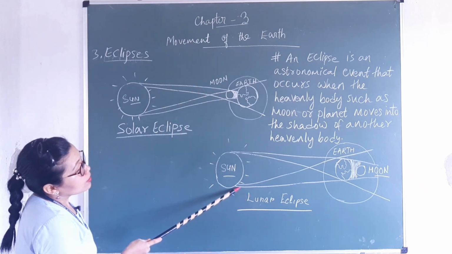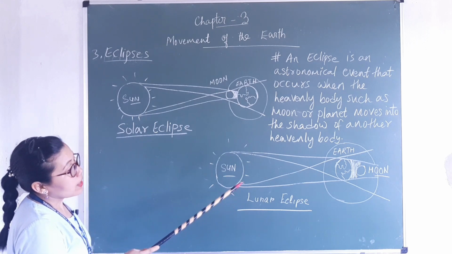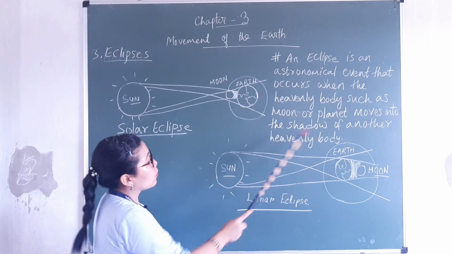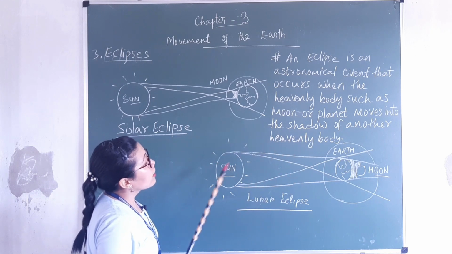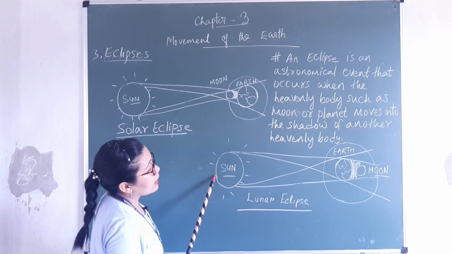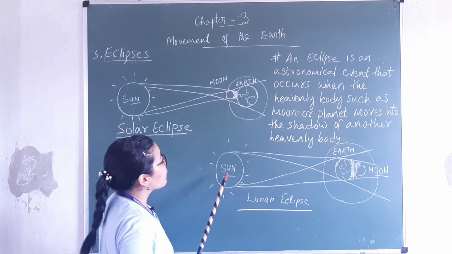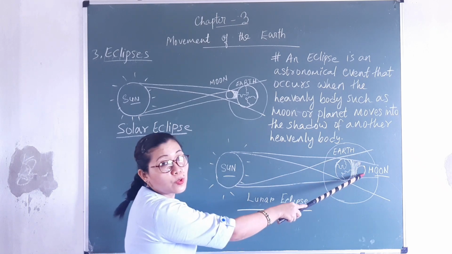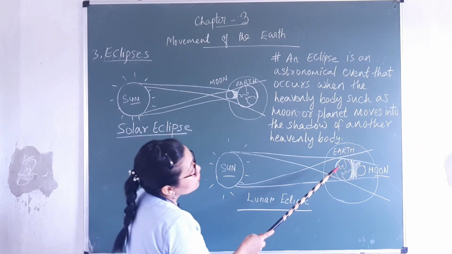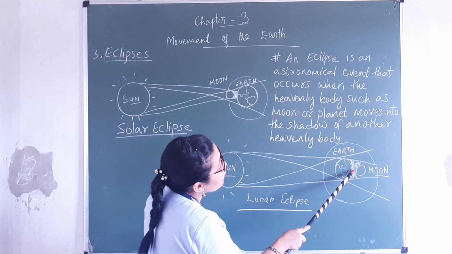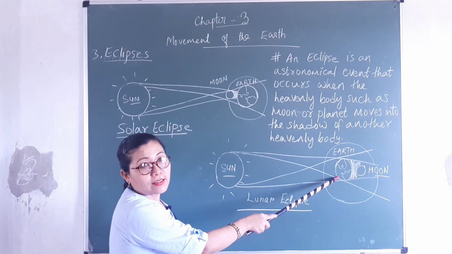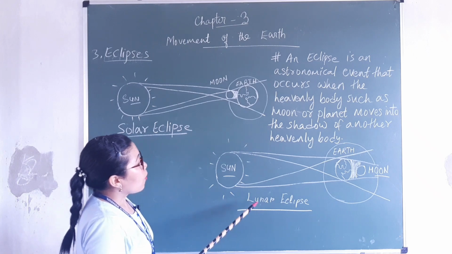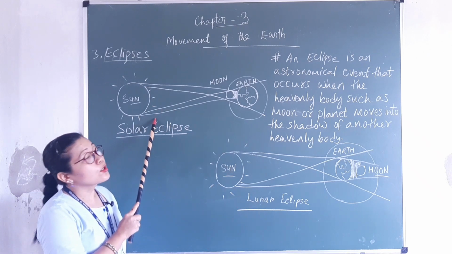Okay? And lunar eclipse. Here we see that the earth is in the middle. Okay? So lunar eclipse occurs when the earth is in between the sun and the moon, and the rays of the sun is blocked by the earth to pass through the moon. Okay? So the moon is in the shadow of the earth. Understand? So lunar eclipse occurs more frequently than solar eclipse.